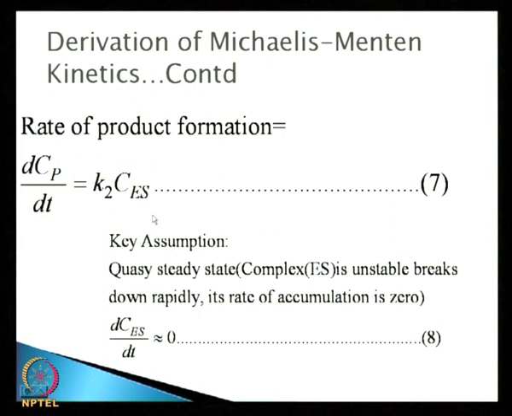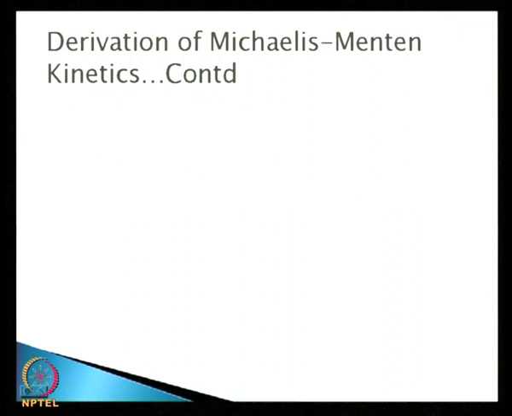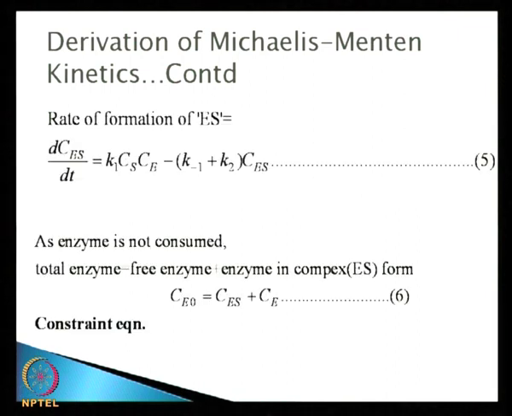Look at equation number 8 I put up there. This is known as the quasi steady state assumption, that is, the complex is very short lived, it breaks down very quickly, and as a result its rate of accumulation is 0. So, d dt of CES is 0. Look at equation 5 where I gave you the rate of formation of d dt of CES, and put that equation to 0. Then use the constraint. Couple these two to express CES in terms of the other variables. It is very straightforward.